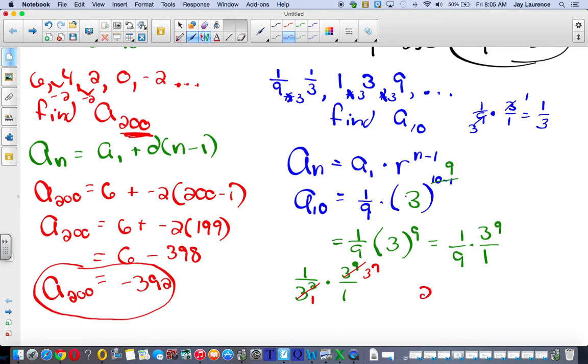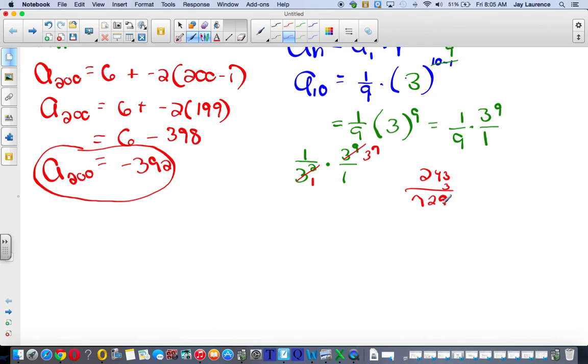I know that 3 to the 5th is 243. If I multiply by 3, I'm going to get 729. That would be 3 to the 6th. 3 to the 7th then must be 2187. I think the answer is going to be 2,187, but let's go to the calculator and see what happens.